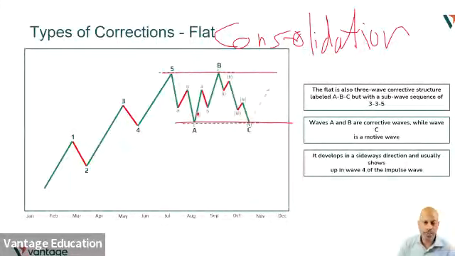But within the flat correction, you can also see the subdivisions as well. So in this case, you can see A, B, C, A, B, C, then one, two, three, four, five again, right? So generally, when you see a flat correction, this is how you determine the wave structure, or the identification of the wave structure using ABC, and the ABCs at 1, 2, 3, 4, 5.